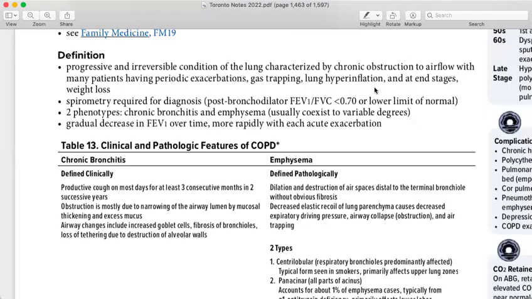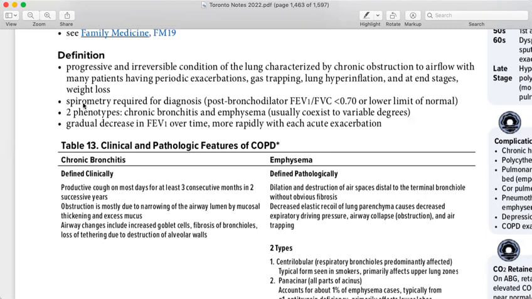So we are going to start with COPD. COPD is basically a progressive, irreversible condition of the lung characterized by chronic obstruction to airflow, with many patients having periodic exacerbations, gas trapping, and lung hyperinflation at end stages, and weight loss. Spirometry is required for the diagnosis.